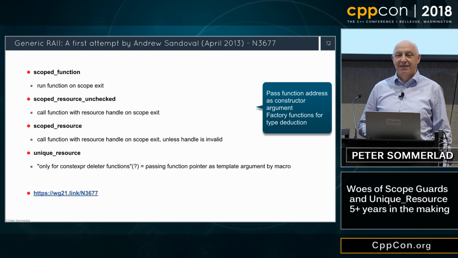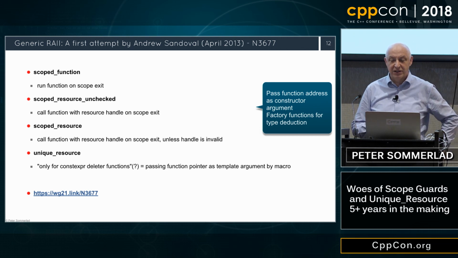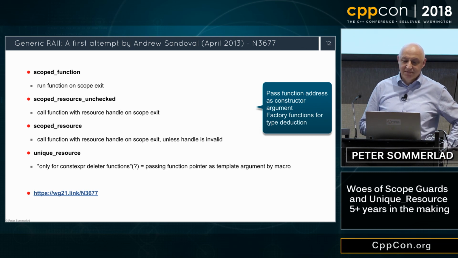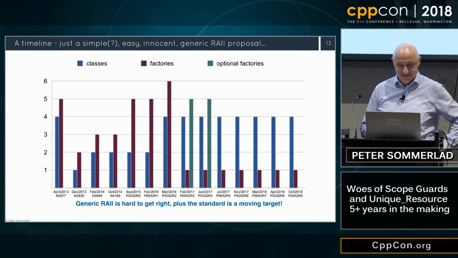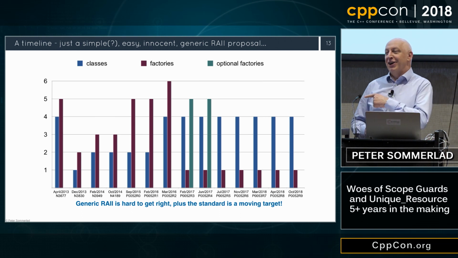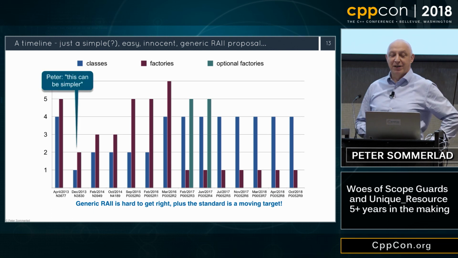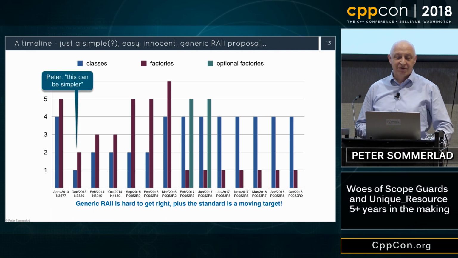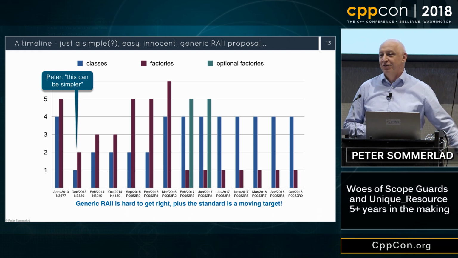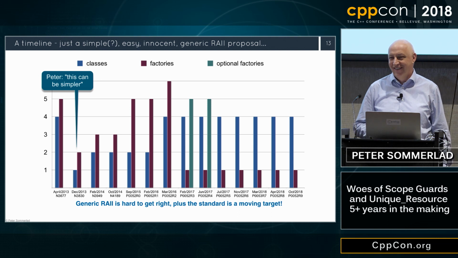Well, I was sitting in that review meeting in, I believe, the library working group. We didn't have library evolution then. And I said, oh, I'm a big head. That can be simplified. Now, that's a story of my simplification. This can be simpler. So I reduced it from four classes and five factories to one class and two factories. Cool, huh? I was wrong.